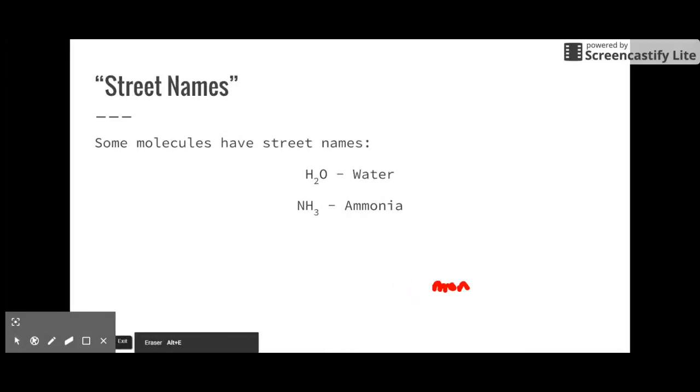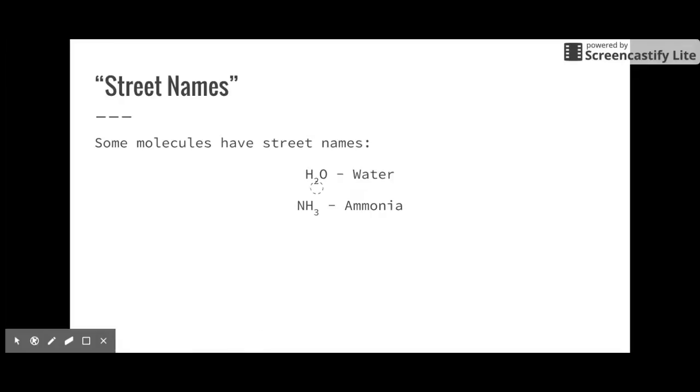Some molecules do have what I call street names. That's not really what you call them, but you're used to seeing things like H2O. H2O is water, but think about what it's actually called. It's called dihydrogen monoxide, and that's an okay name too, but we're used to calling H2O water. NH3 also has a street name, ammonia. There are other ones like chloroform. There are lots of street names out there, things that you might see on the side of a package.